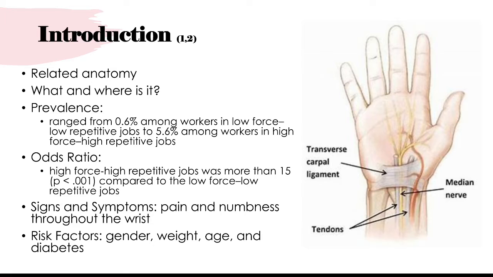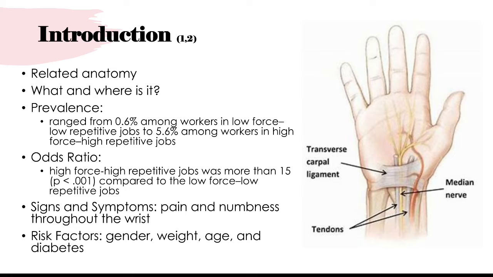In a study with 652 active workers with hand-specific force and repetitive characteristics, the prevalence ranged from 0.6% among workers in low-force repetitive jobs to 5.6% among workers in high-force repetitive jobs. The odds ratio for the high-force repetitive jobs was more than 15 compared to the low-force repetitive jobs. High repetitiveness appears to be a greater risk factor than high force.